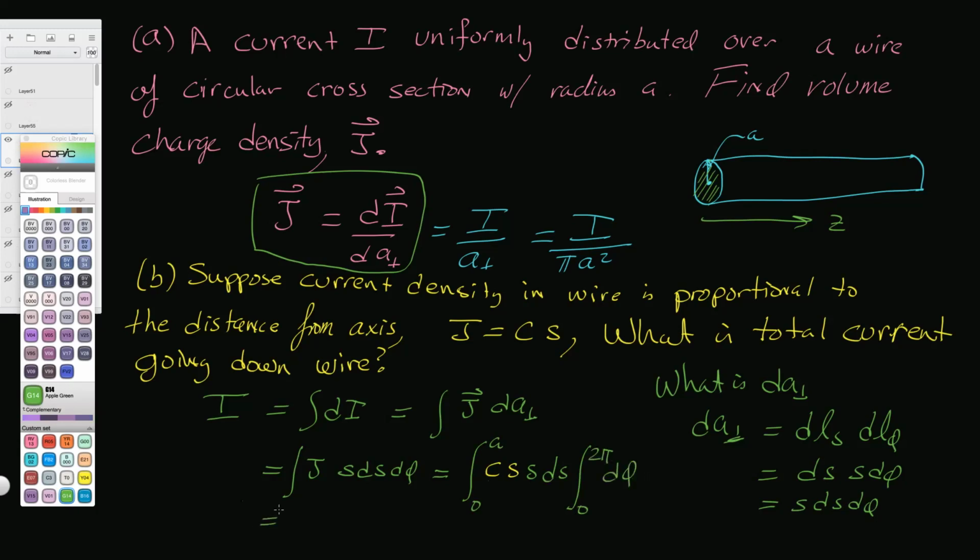Okay, this becomes the integral of, I'll put the c out here, the integral of s squared ds from 0 to a, and this integral becomes just 2 pi, right? And so I get 2 pi c, and then s cubed over 3 from 0 to a, and that just becomes 2 pi c a cubed over 3. That is the total current. Yeah, pretty simple, really. Very familiar, I hope, because we do things like this.